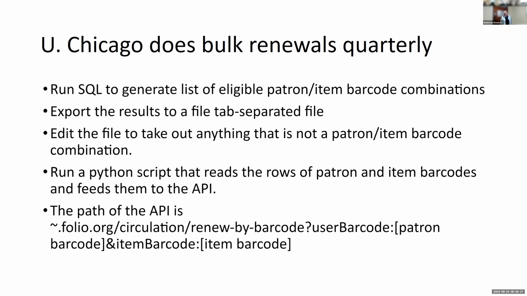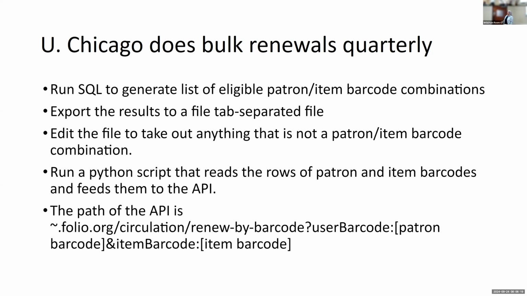And then we run a Python script that reads each row, plugs the patron barcode and the item barcode into the API, and they just renew. For the quarterly records, it tends to be somewhere in the neighborhood of 45,000 loans, 45,000 unique combinations. And that takes about 3 or 4 hours. We do it when the library is closed and there's not a lot of activity.